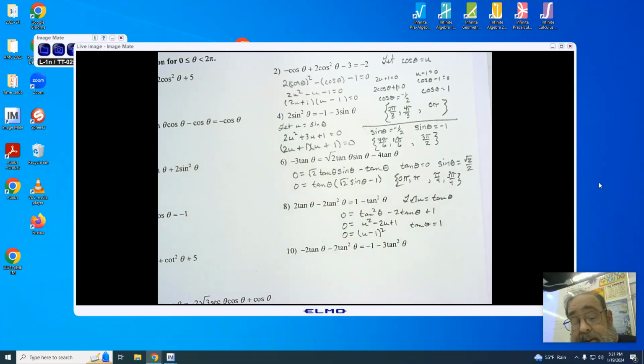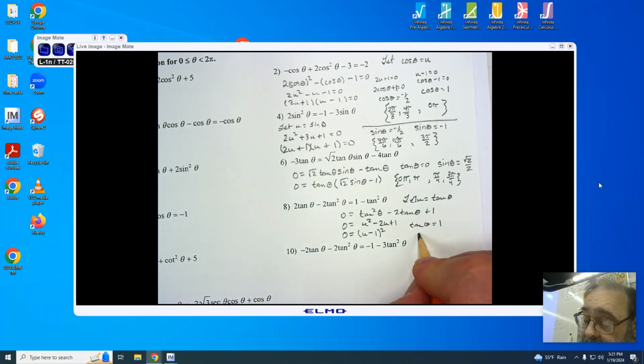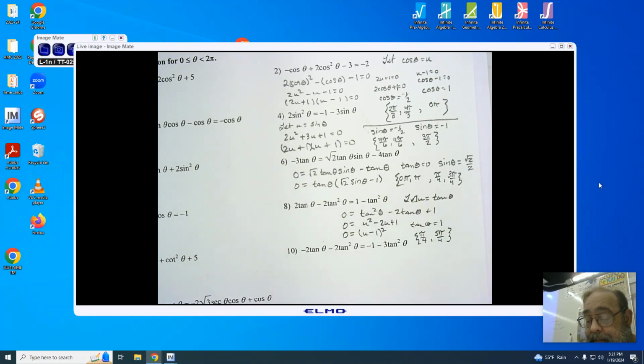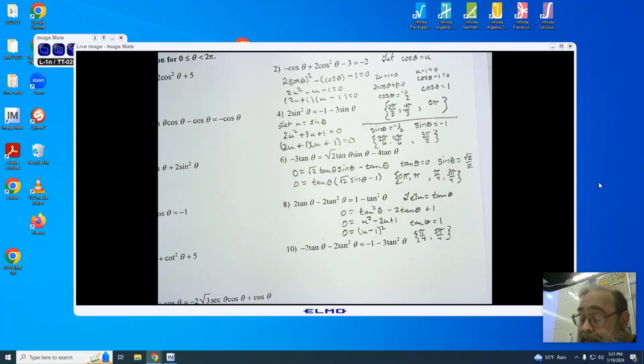We know this happens in the first quadrant, and it happens in the third quadrant when tangent is positive, and the reference angle is pi over 4. So my first answer is pi over 4, and my second answer is 5 pi over 4. And I now have number 8. This brings me to number 10.